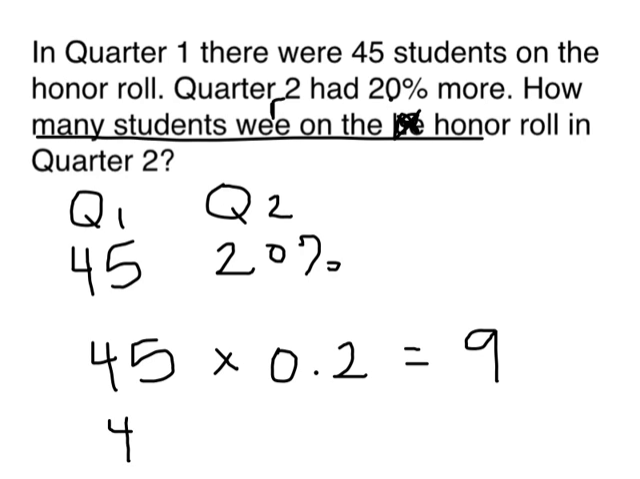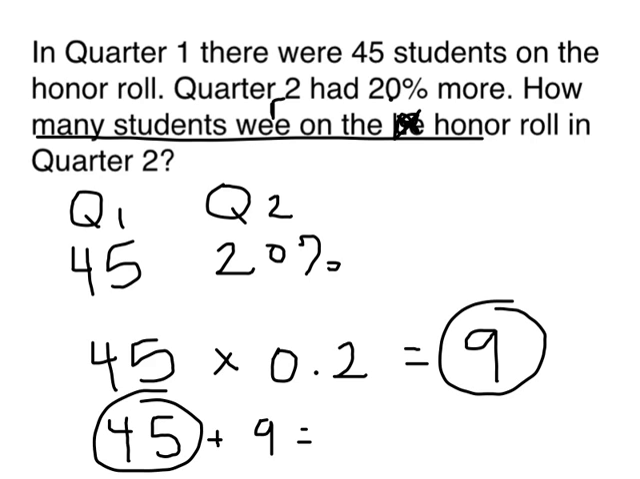So I just have to do 45 plus 9. Because 45 was my original, 9 was that 20% more, and 45 plus 9 is 54. So there were 54 students on honor roll in quarter 2. Your turn to practice.